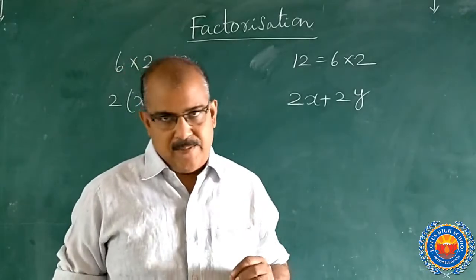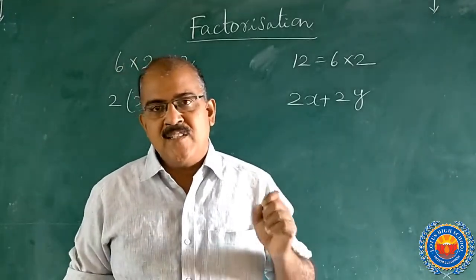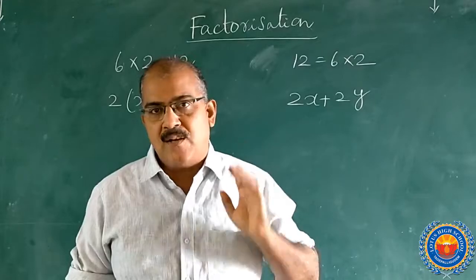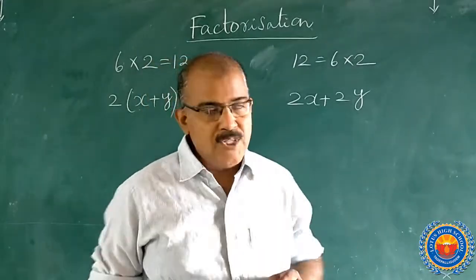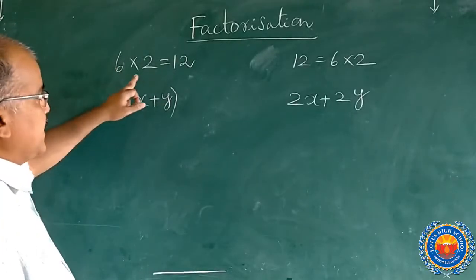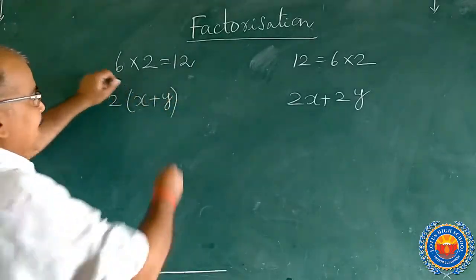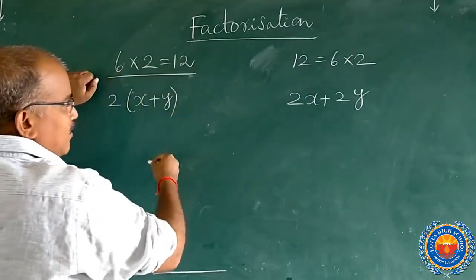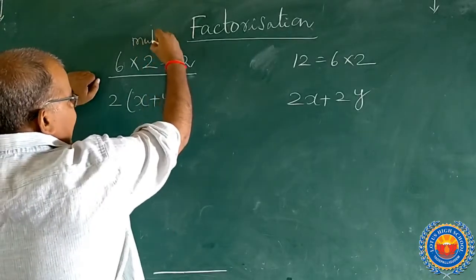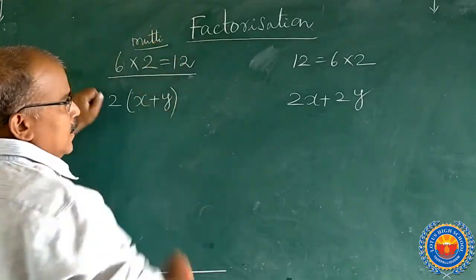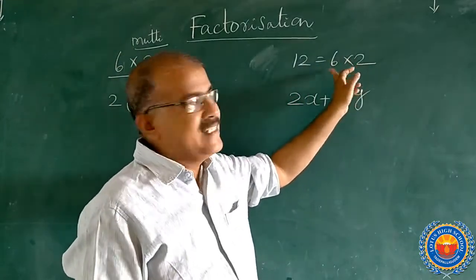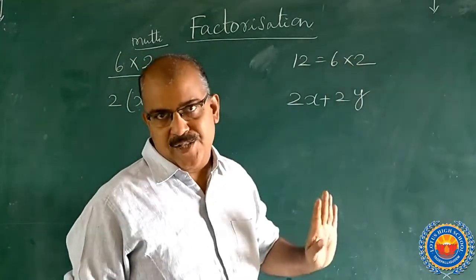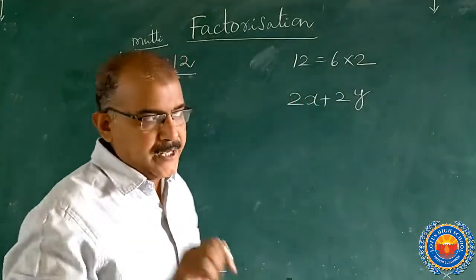What is factorization? Factorization is nothing but the reverse process of multiplication. Here you see, 6 into 2 is equal to 12. This is multiplication. So if you take 12, 12 is nothing but 6 into 2. This is called factorization.